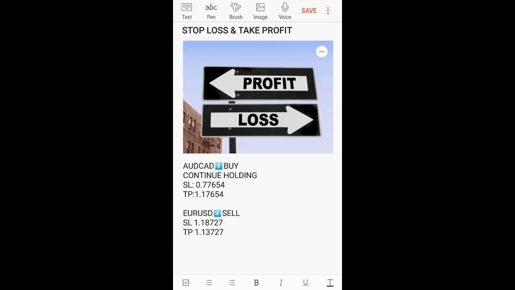Okay, welcome everyone to a tutorial on how to set your stop loss and take profit when you're setting up a trade on your Forex account. And I go into more extensive detail in our ebook, Easy Forex Trading.